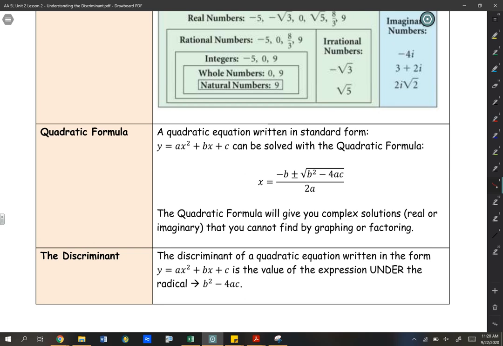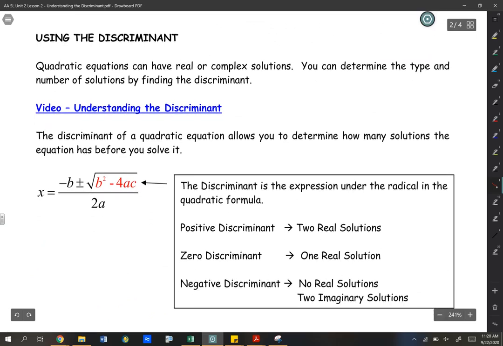And then lastly, we have the discriminant here. In case you don't remember, the discriminant is the part of the quadratic equation that is under the radical. So the part that is under the radical. Using the discriminant, quadratic equations can have real or complex solutions, and you can determine the type and number of solutions by finding the discriminant.